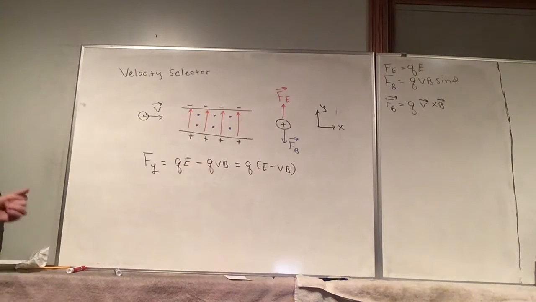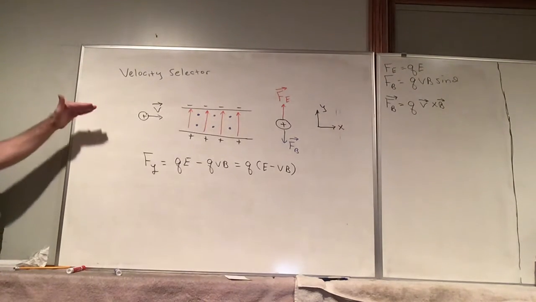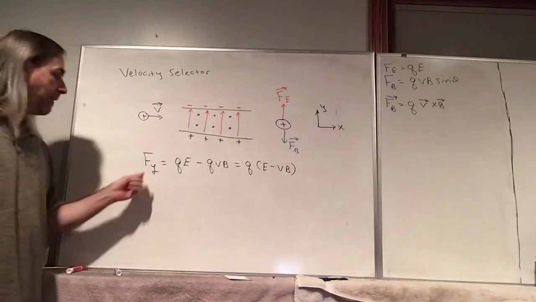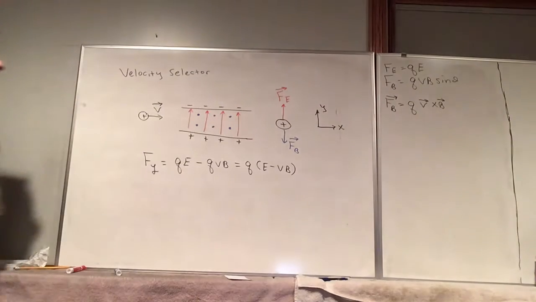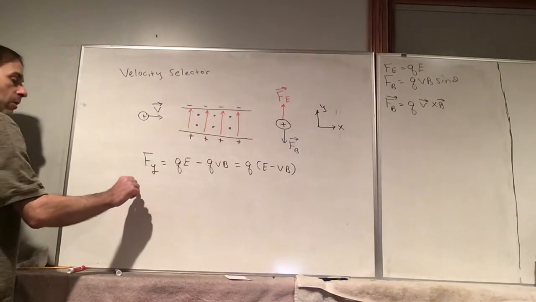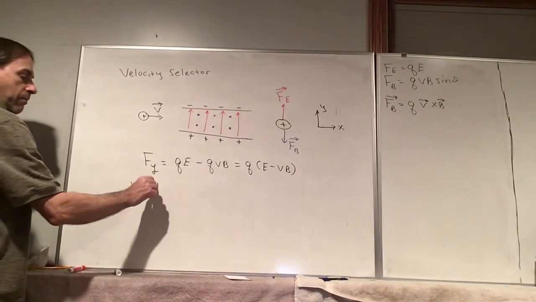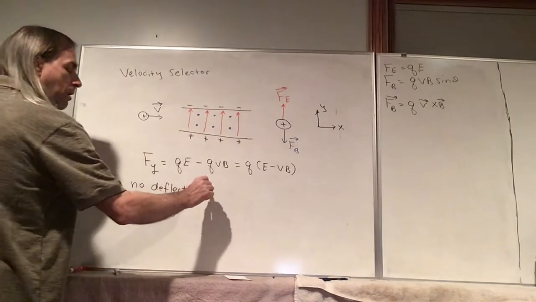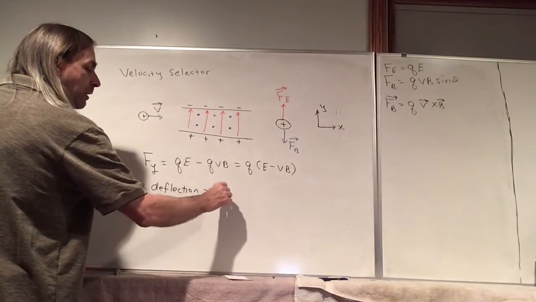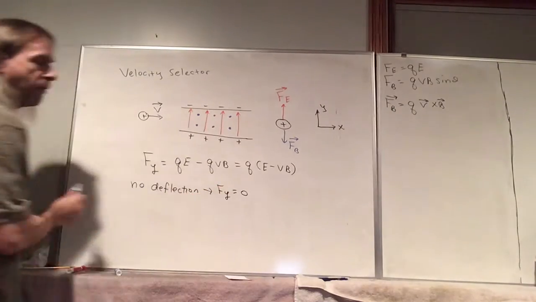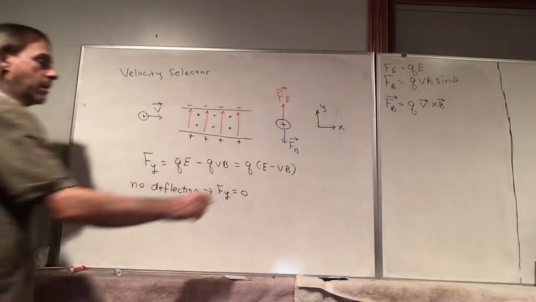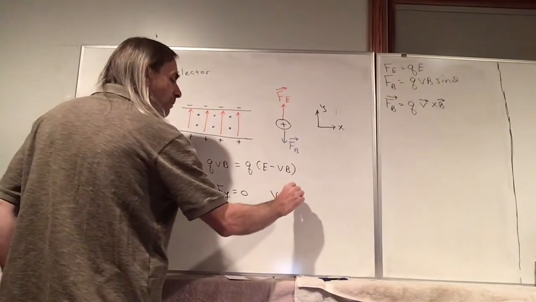And so there's one velocity. If we get the velocity just right, it's going to pass through this region with no deflection at all. And that, of course, will occur when Fy equals 0. So no deflection occurs when Fy equals 0. Or if we just set this equal to 0, we have E equals vB, or v is E over B.